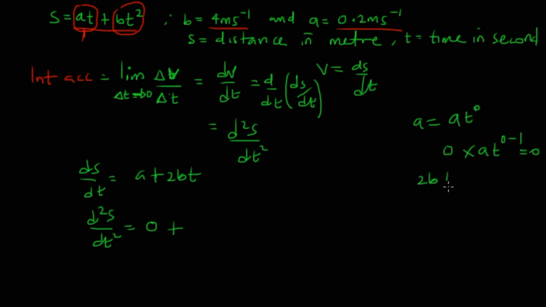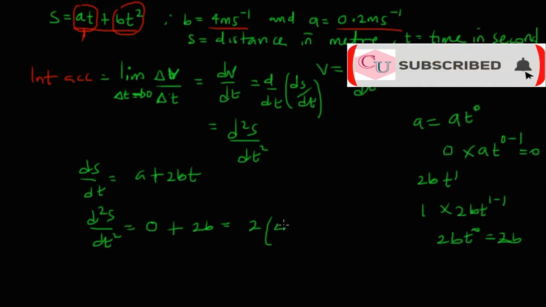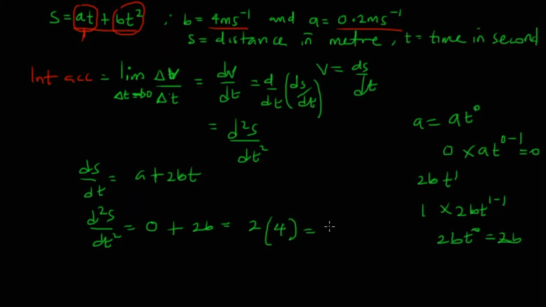this is 2bt raised to power 1. If we differentiate, that is 1 times 2b t raised to power 1 minus 1, so it becomes 2b t raised to power 0, and of course t raised to power 0 is 1, so it becomes 2b. So this is 0 plus 2b. Notice that b is given as 4. As a result, we have 8 meters per second squared.